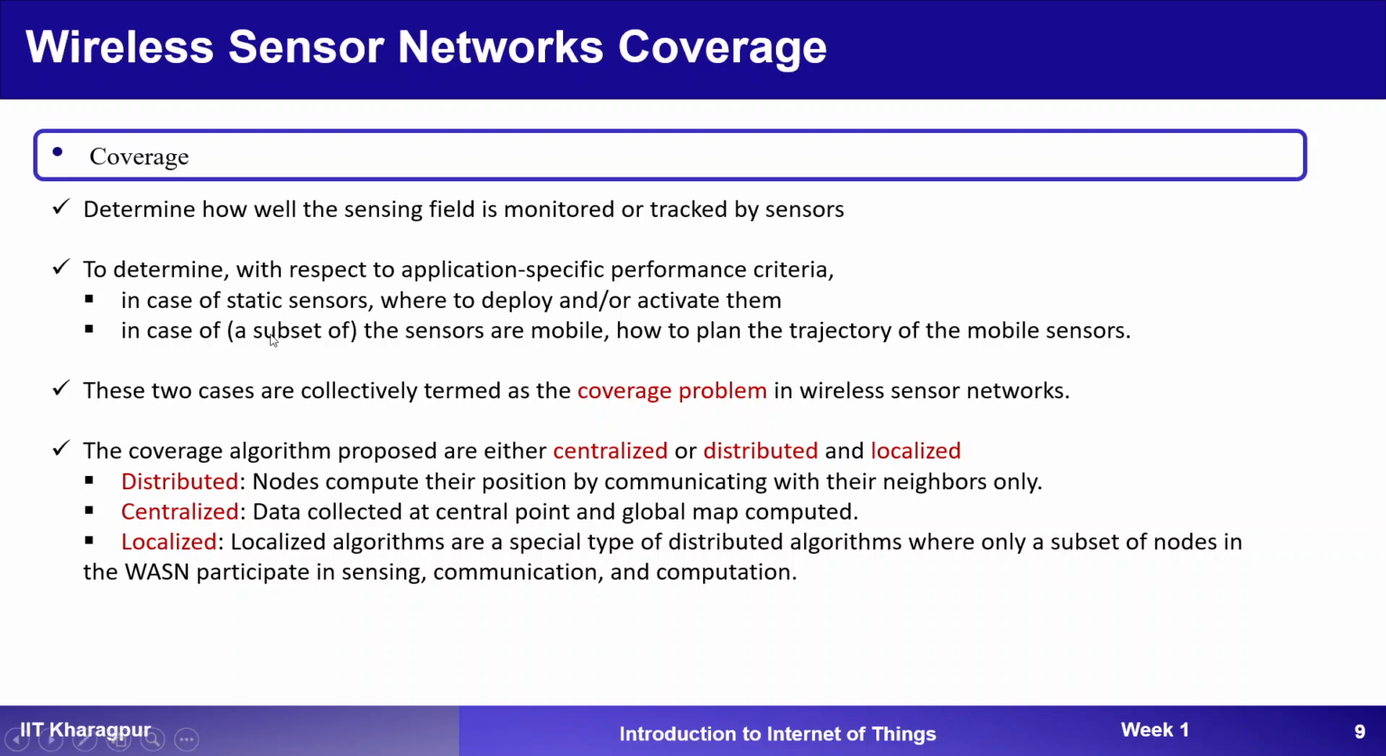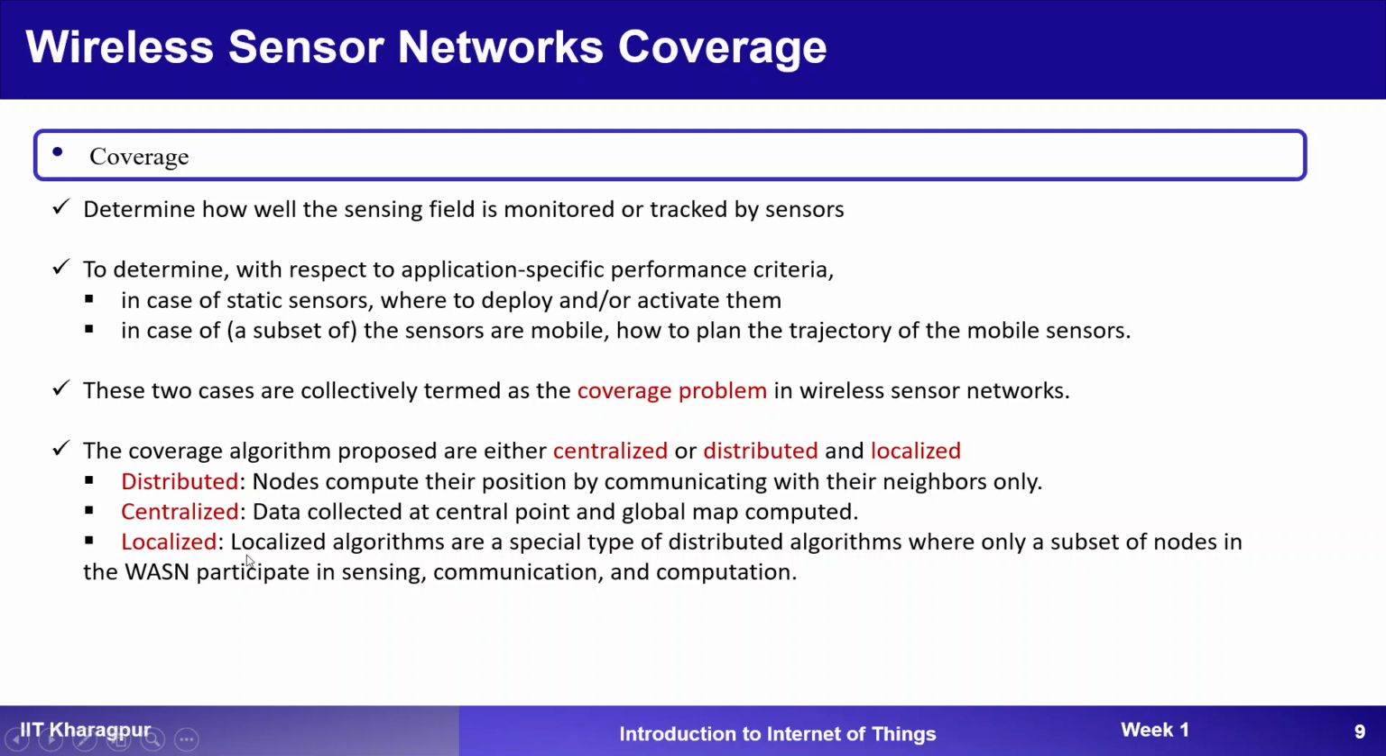After that, the coverage algorithms proposed are either centralized, distributed or localized. In case of distributed algorithms, the nodes or the sensors which are present compute their position by communicating with their neighbor nodes only. However, in case of centralized, the data is collected by the central point, and on the basis of the data collected, the global map is created and it is decided whether the field or the area is completely covered or not.